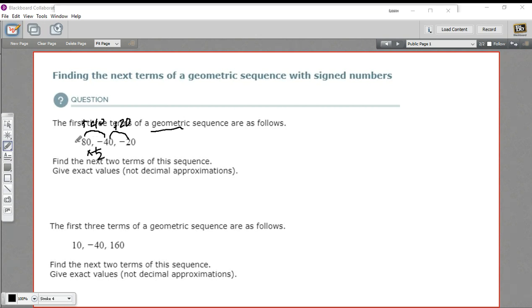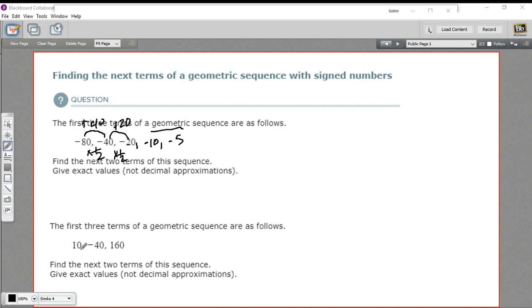Negative 80 times 1/2 is negative 40. Negative 40 times 1/2 is negative 20. And if we want to keep going, we just keep multiplying by 1/2, which is the same as dividing by 2. Negative 20 times 1/2, or divided by 2, is negative 10. And negative 10 times 1/2 is negative 5. So those would be the next two numbers in the sequence.